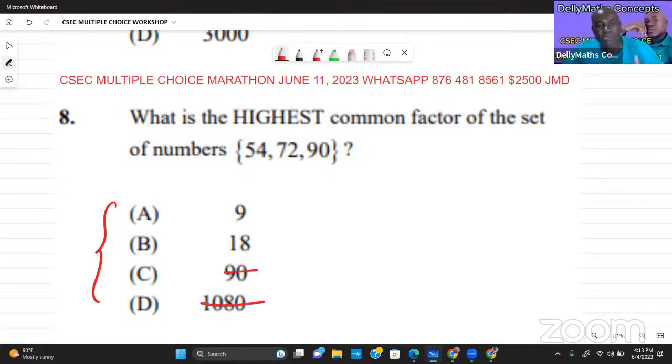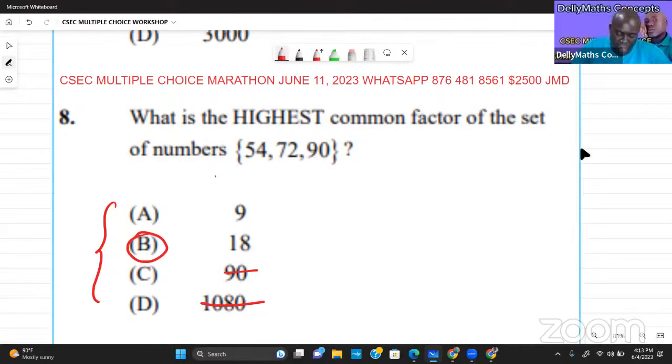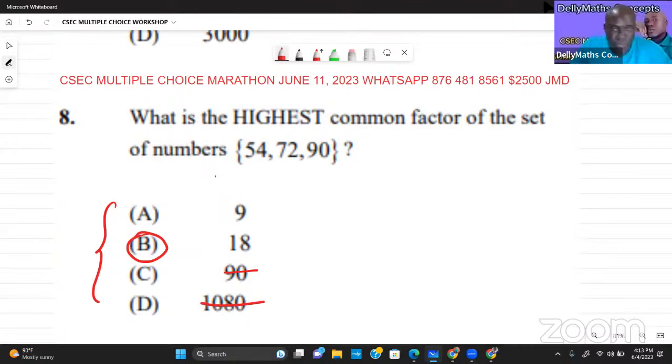So the 90 can't be a possible answer. The 1080 cannot, because we need numbers to go into 54, into 72, into 90. When you check this out, you're going to realize 18 can go into all of those without a remainder. 9 can go into them as well, but 18 would work, right? So we have to think about what's going on.